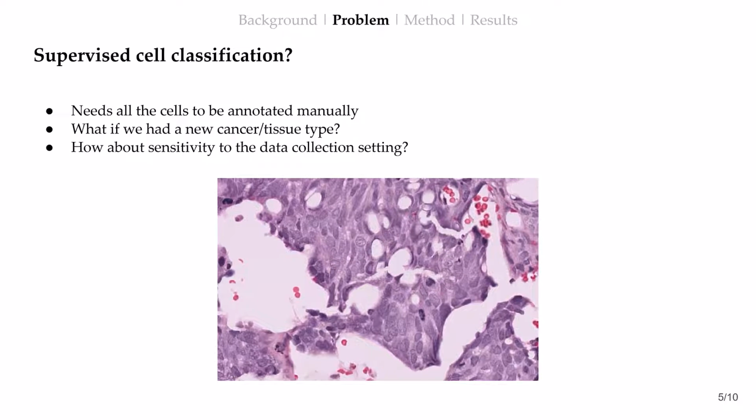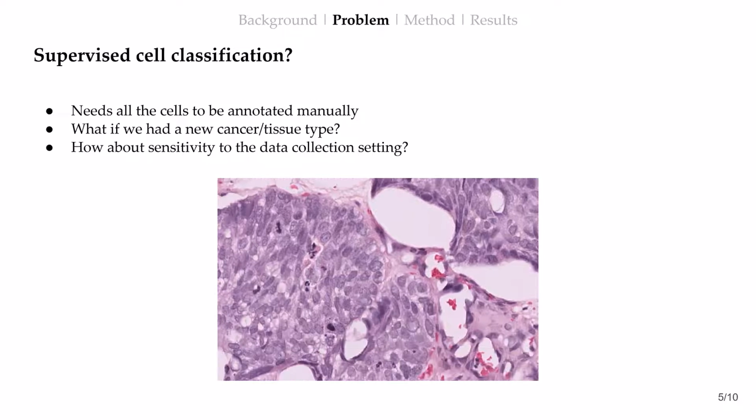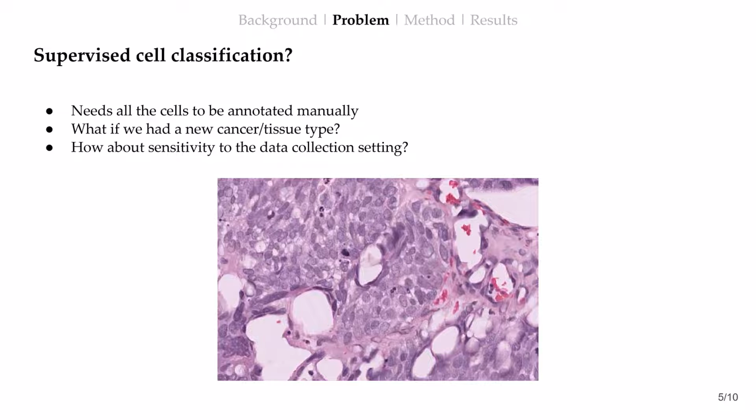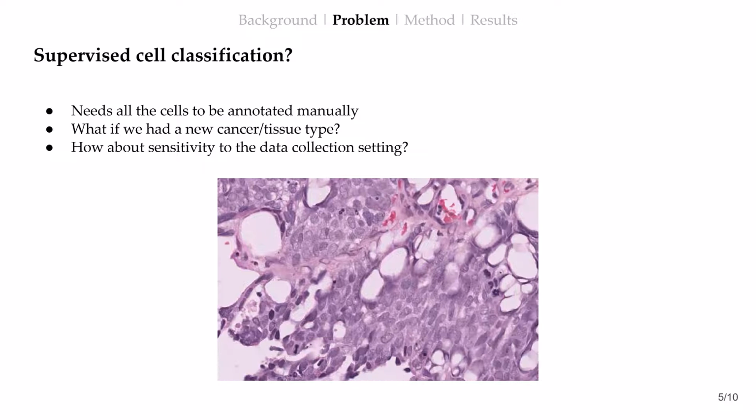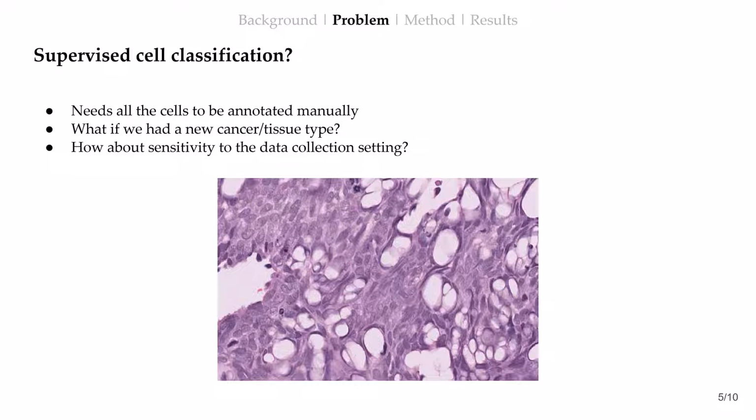But even if we put all of our effort into collecting such a dataset, it's going to be dependent on a specific cancer type and also the setting that we use for dataset collection. So if we wanted to apply this model on a new cancer type, we would have to go through the dataset collection and annotation process again. And obviously this is not feasible.